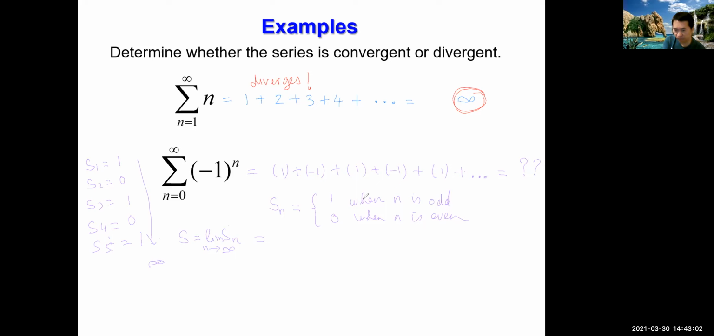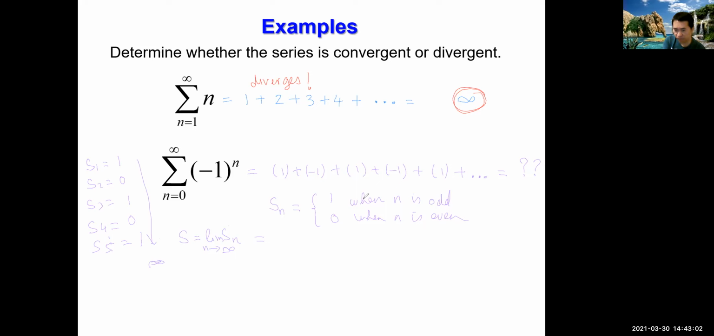All right, so here's the test. This test is called the divergent test. If the limit of a sub n as n approaches infinity is not 0, then the series diverges. Notice that this is called the divergent test, so you can only test whether it diverges, not whether it converges.